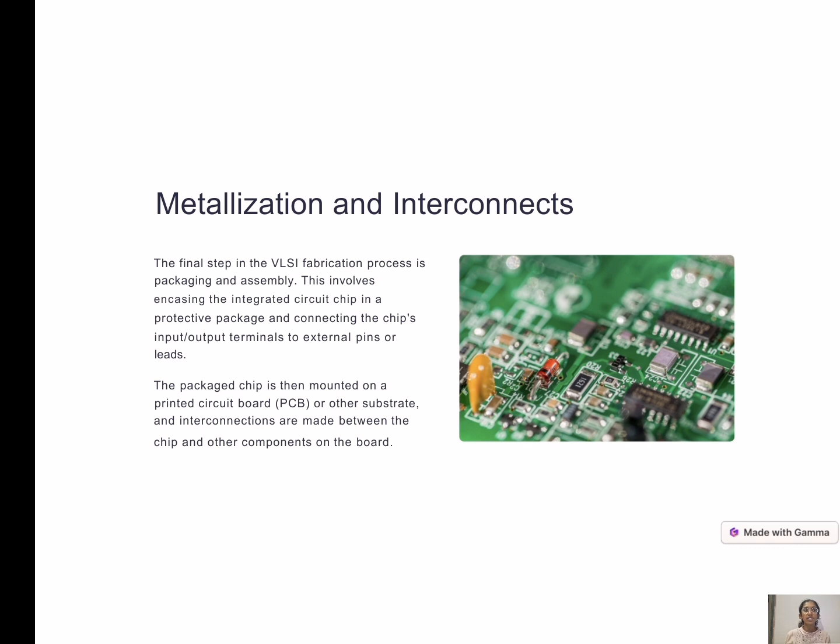Now, metallization and interconnect. The final step in the VLSI process is packaging and assembly. This involves encasing the integrated circuit chip in a protective package and connecting the chip's input and output terminals to external pins or leads. These packaged chips can be mounted on a printed circuit board, PCB, or another substrate, and interconnections are made between the chip and components on the board. You can look over the pictures of the metallization and interconnect board which is shown on the screen.